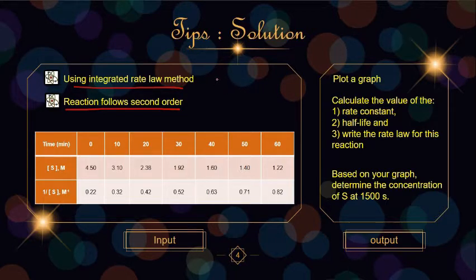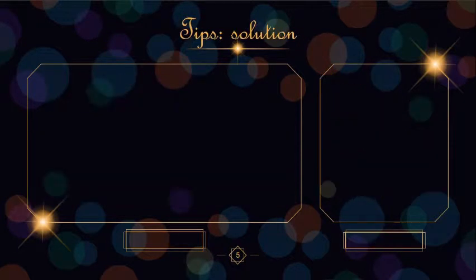So you kena tahu kat sini what is the graph that you are supposed to use. Right? So the reaction of course follows the second order. So second order. So what is the first you need to do? Plot a graph. Second, calculate the value of rate constant, half-life, and rate law. And the third one, based on your graph, determine the concentration of S at 1500 seconds. Okay, so if you can see, this is a second order. You already know this is a second order. So you need to draw the graph using the integrated rate law.